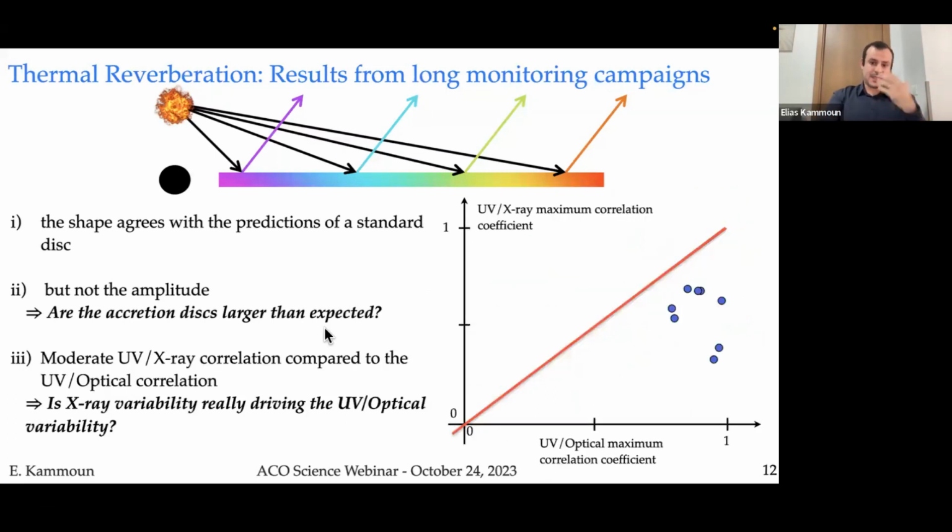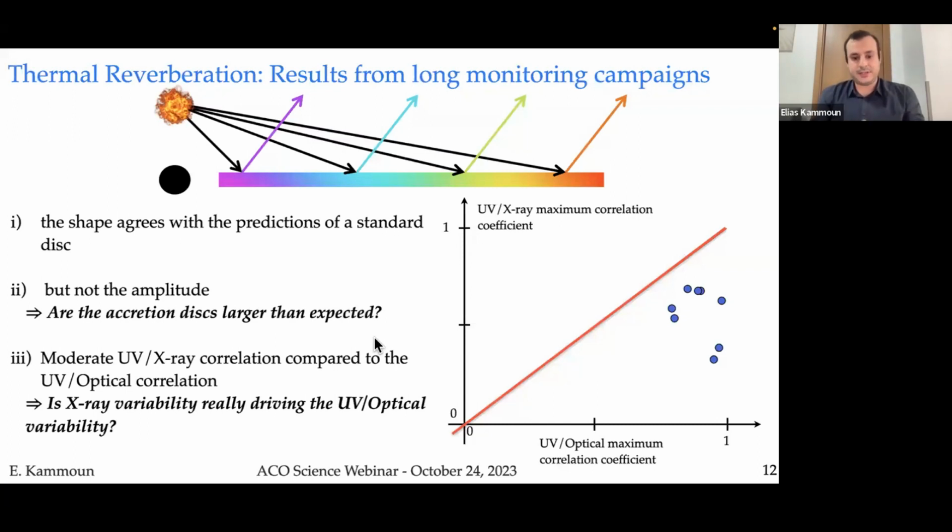And the second very important result that came out of these monitoring campaigns is that if we look at the UV X-ray correlation and at the UV optical correlation, we see a very strong UV optical correlation. Here I show the correlation coefficients for around 10 AGN. We see that it's very close to 1, while the UV to X-ray correlation is much smaller. It's very moderate, so it's always below the UV optical correlation. And if we believe that the thermal reverberation is a correct model, then how can this happen?